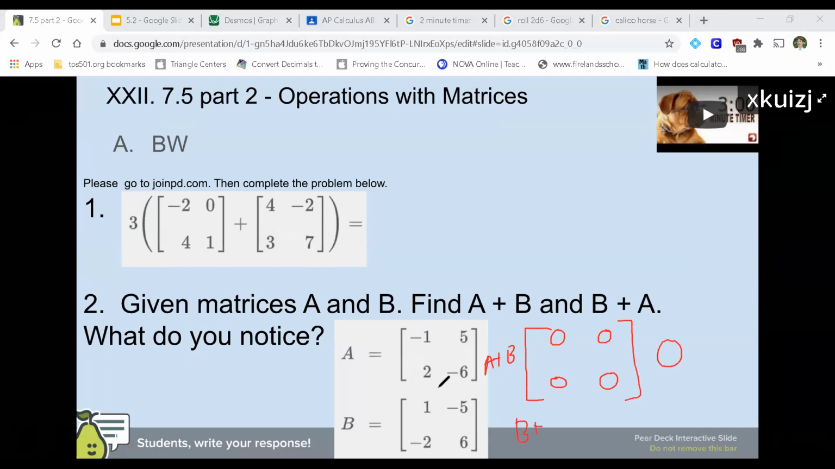For B plus A, what do you get? The exact same thing. So this tells us, at least shows us an example that matrix addition actually is commutative. Doesn't matter what order you add, A plus B is the same as B plus A. You should also notice that these two matrices are in fact opposites of each other, since they make the 0 matrix.